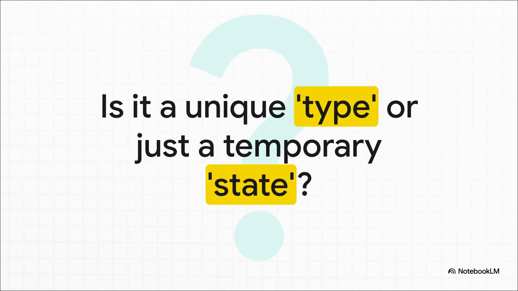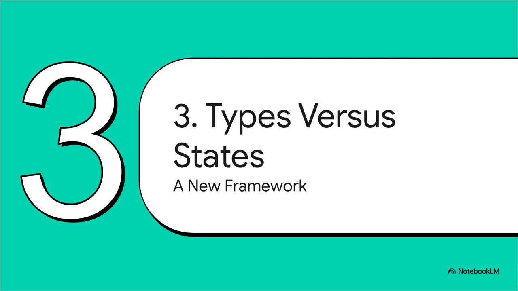And this led to a really deep conceptual problem. Is a cell that's halfway down that river its own unique type? Or is it just in a temporary state while it's on its journey to becoming something else? Suddenly, our old definitions just completely fell apart. So how in the world do you solve a puzzle like that?